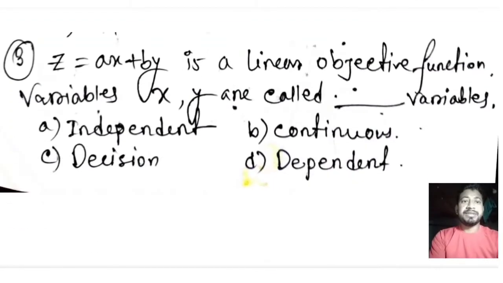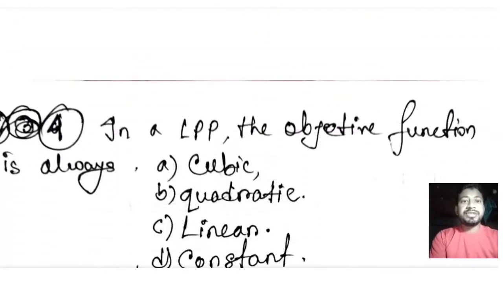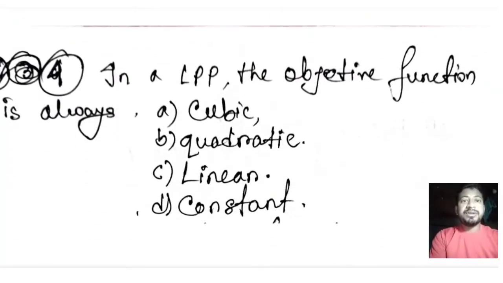Now goes to question number 3. z = ax + by is a linear objective function. Variables x and y are called which variable? This is decision variable. Now goes to the next question, question number 4. In an LPP, the objective function is always linear. So option C is the correct answer.